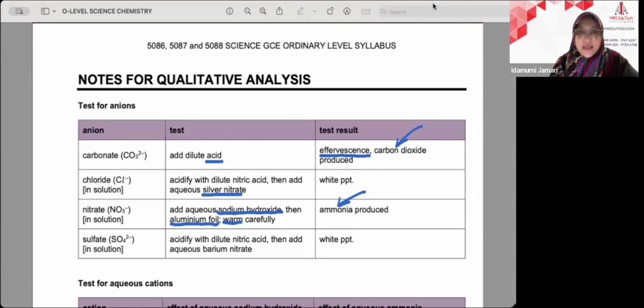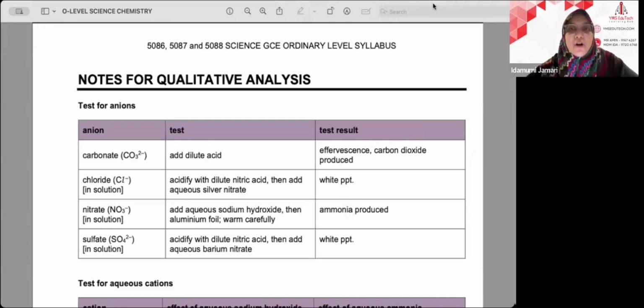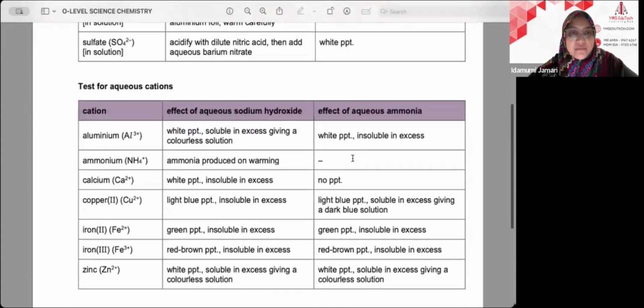The last anion that you will be tested on is sulfates. The reagent that is used to test for sulfates is barium nitrate. And if there is sulfates, a white precipitate will be produced. Now let's move on to cation test.